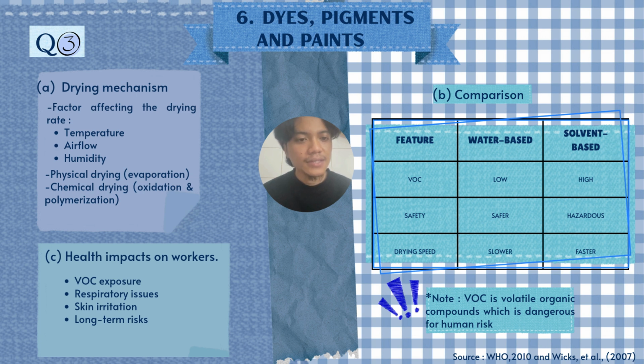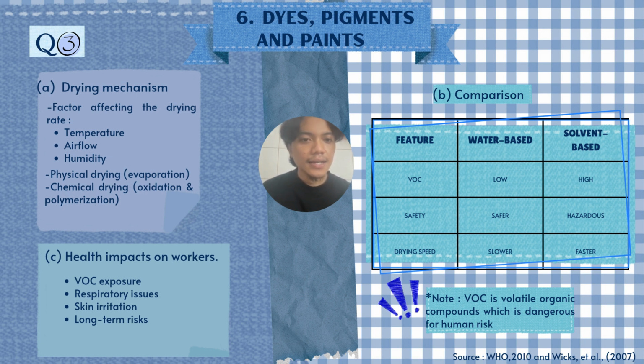Solvent-based paint dries faster and provides a more durable and glossy finish, but it releases harmful volatile organic compounds, also known as VOCs. As you can see in the slide, this is the comparison table that I put together.